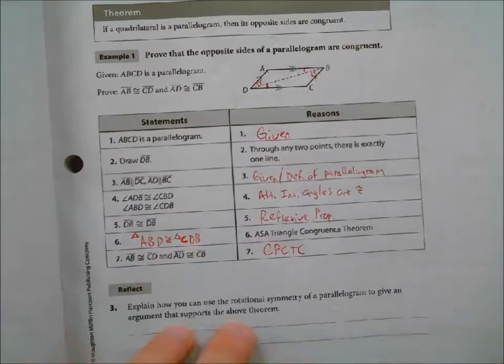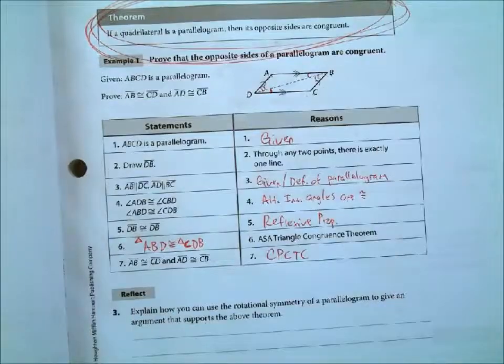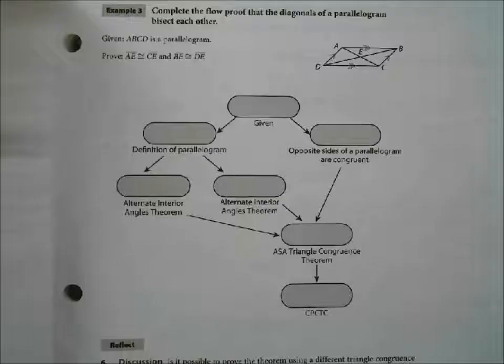So that's it. All right. So now we have this property. If you have a quadrilateral that is a parallelogram, then its opposite sides are congruent. Okay? Turn the page. But our properties don't stop there.